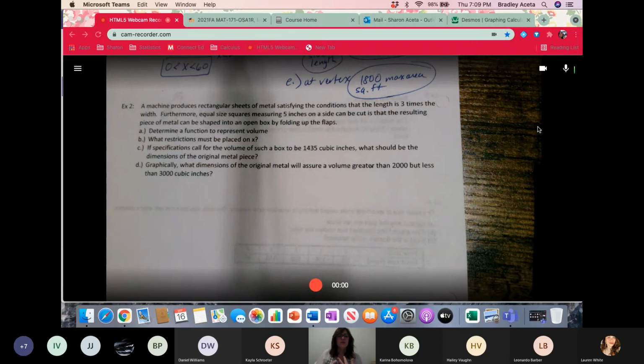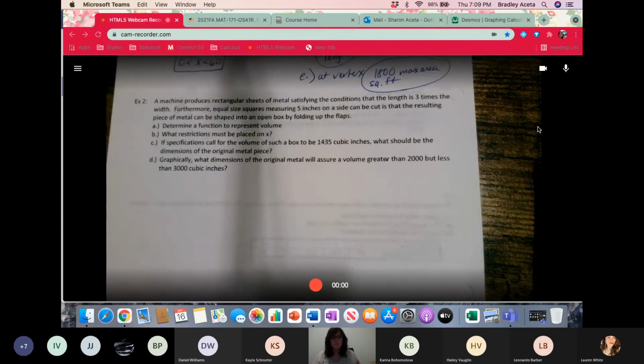Determine a function to represent the volume. What restrictions must be placed on X, similar to what we just did. If specifications call for the volume of such a box to be 1435 cubic inches, what should be the dimensions of the original metal piece? And then graphically, what dimensions of the original metal will assure a volume greater than 2,000 but less than 3,000? Okay, and again, you could do this in your graphing calculator, but hopefully Desmos will be cooperative with me.